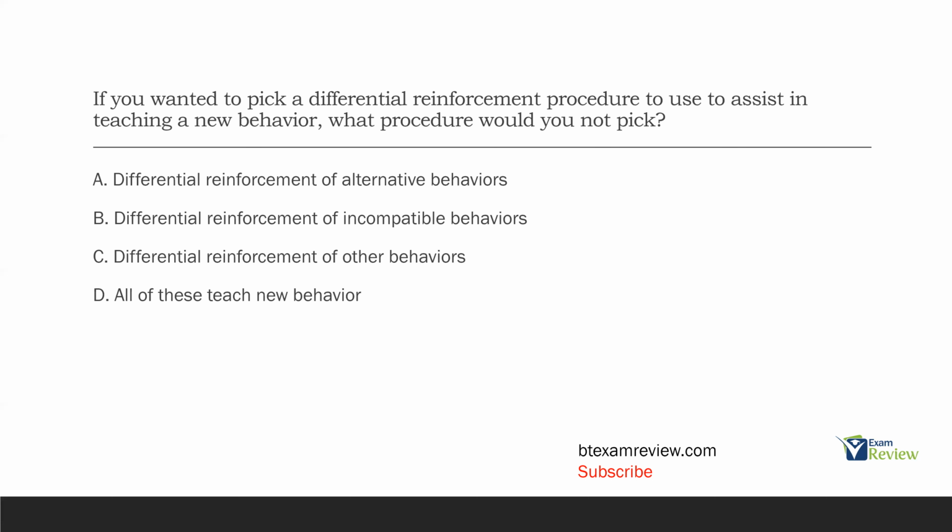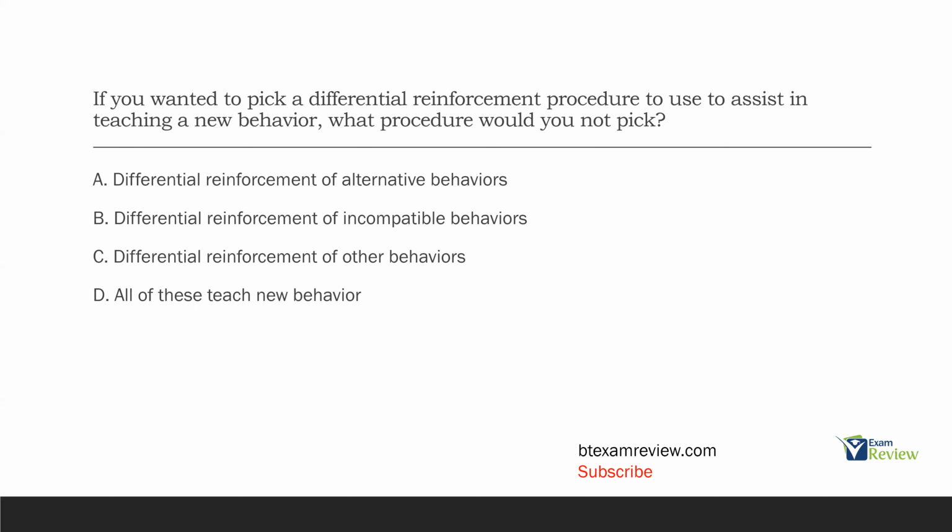B, differential reinforcement of incompatible behaviors. DRI is just like DRA. You're teaching a replacement, except in DRI, it's a little more constrained because the replacement behavior has to be incompatible with the old behavior. But in both A and B, in both DRA and DRI, you are teaching a new behavior. What about C, differential reinforcement of other behaviors?